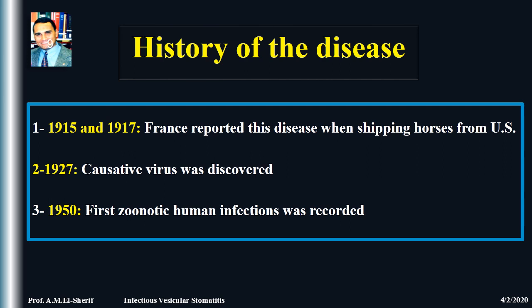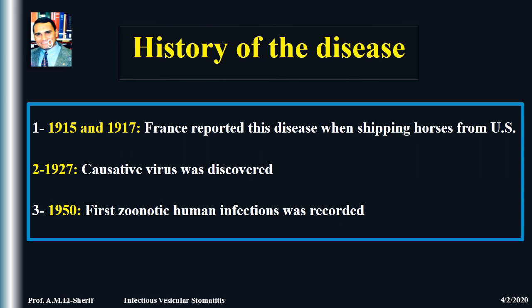Although the exact etiology was not known until 1927, vesicular stomatitis symptoms were first noted in horses as a sore tongue in the Civil War in the United States. In 1862, 4,000 horses were disabled with a disease resembling vesicular stomatitis.